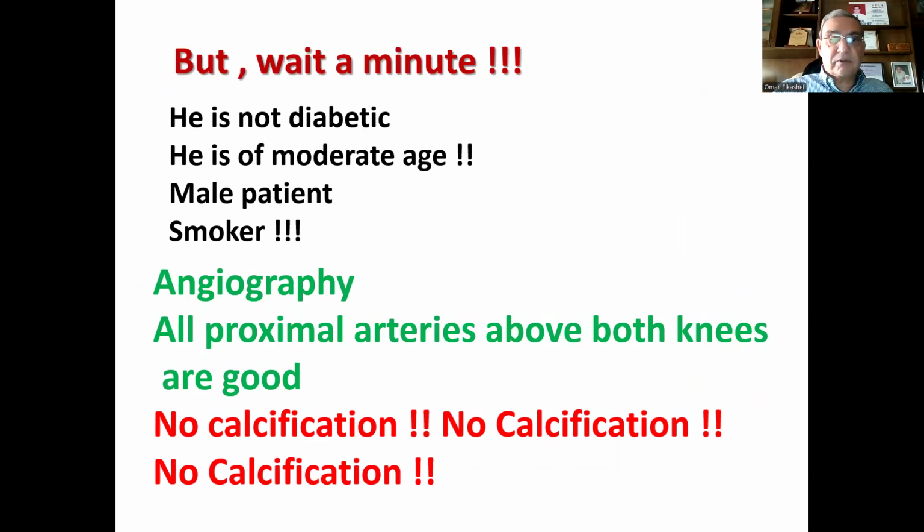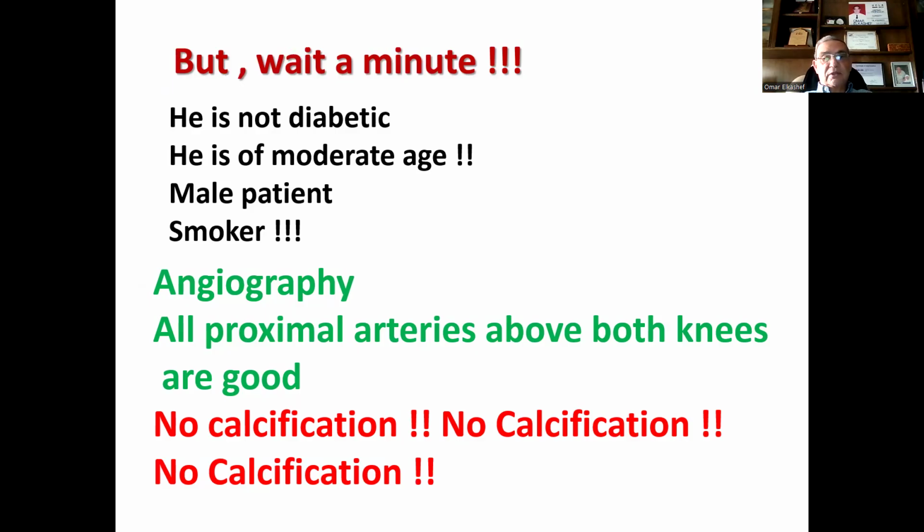But wait a minute. He is not a diabetic. He is of moderate age. He is a male patient. He is a smoker. Angiography: all proximal arteries above both knees are good. No calcification. Again, no calcification.